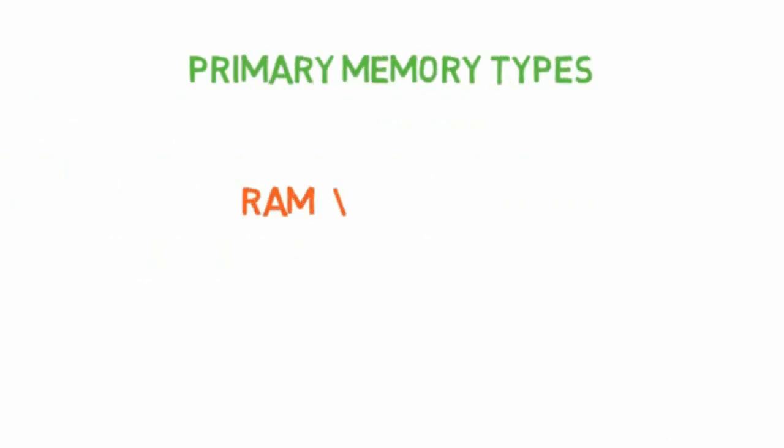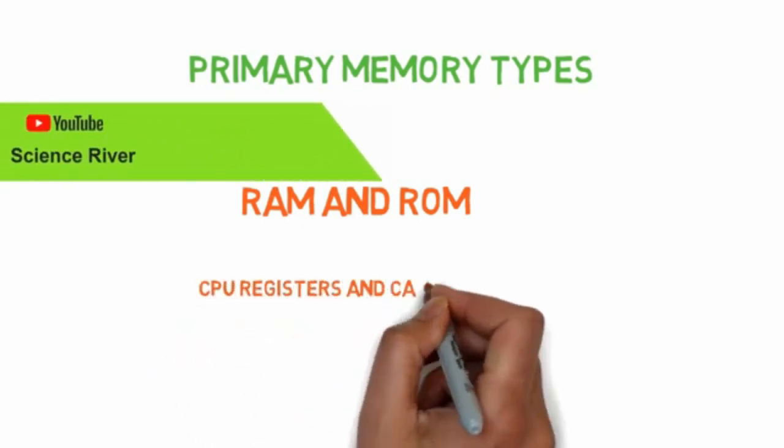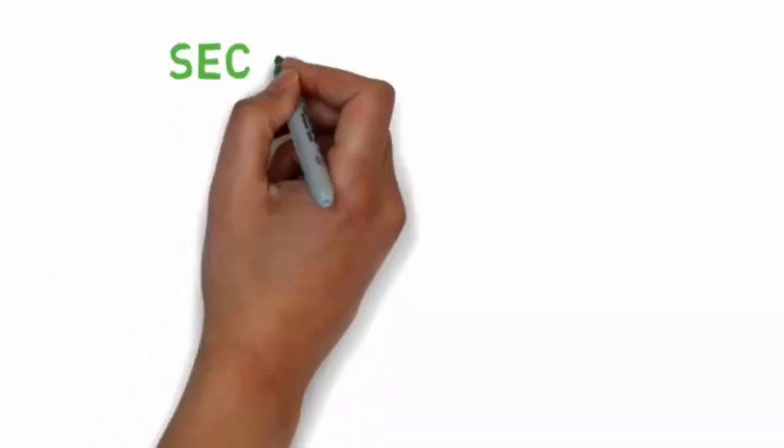The main two types of primary memory are RAM and ROM. We'll talk about this in a while. We'll also talk about CPU registers and cache memory, which are also a form of primary memory. Before that, let's get a general idea of secondary memory.